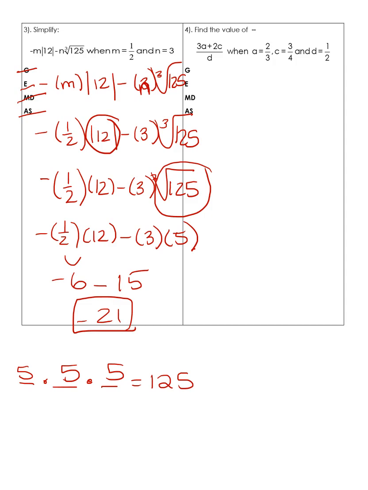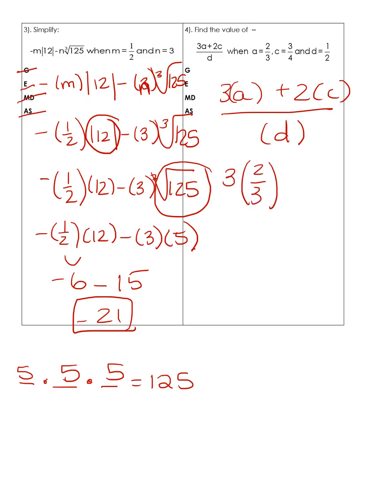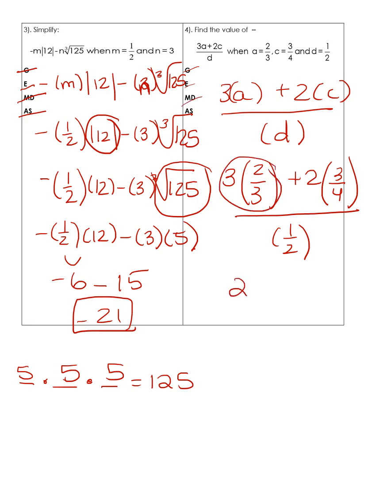All right, last problem. I'm going to replace the variables and put them in parentheses. It's a lot of fractions. So we start with the top first. Grouping symbols, no. Exponents, no. Multiplication, yes. 3 times 2/3 is going to be 2. Plus 2 times 3/4 is 6/4, so that's 3 over 2.